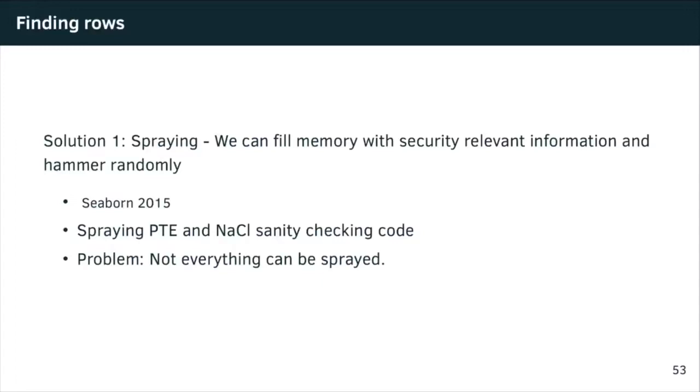They also did an attack on the Chrome sandbox, the native client, and here they did not spray page tables, they sprayed sanity checking code. So if somebody writes a plugin for a native client in a malicious way, there's lots and lots of sanity checking code in there, and if you start flipping bits randomly at some point in time, you'll hit the sanity checking code, and it will no longer check for sanity, but for insanity, and we have a security break, and we can leave the native client sandbox.